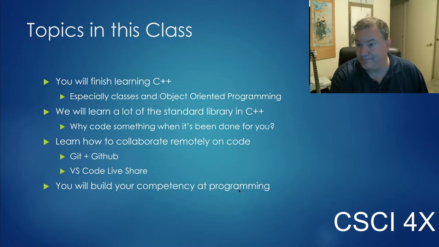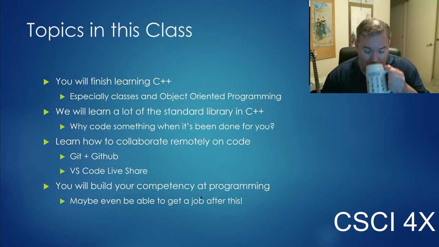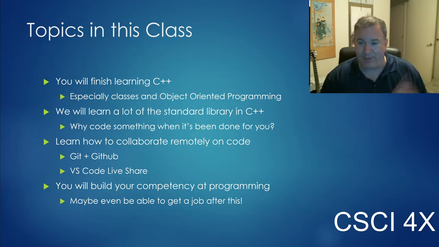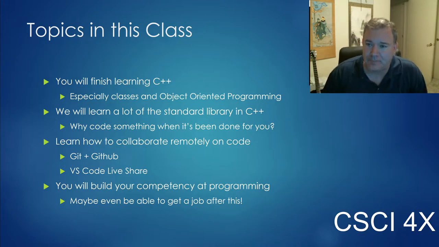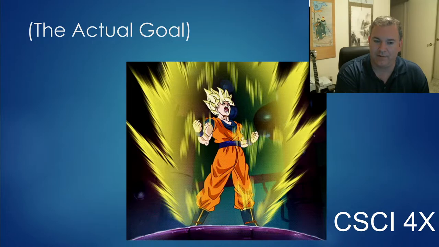And then finally, you're going to get good at programming. I got my first job after taking CSCI 41. My class was called CSC 10 and CSC 12 at UC San Diego. Same class, basically. So I took it and got a job, and maybe you could too. I don't know, this may be an internship. It preps you for jobs. You'll get experience doing real-world assignments. It's good stuff.